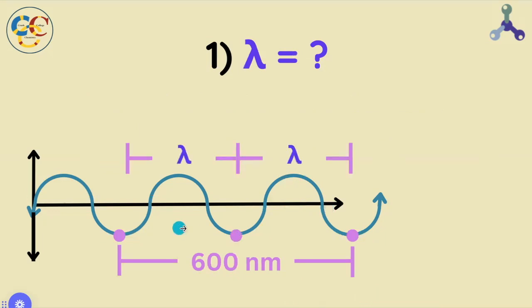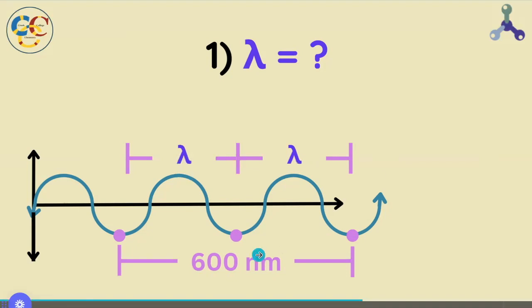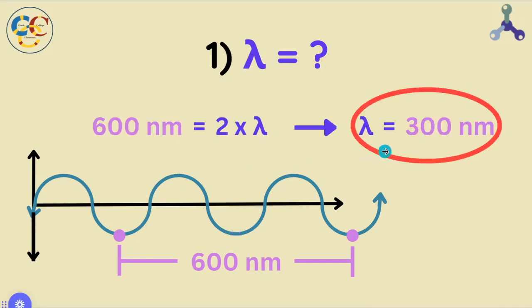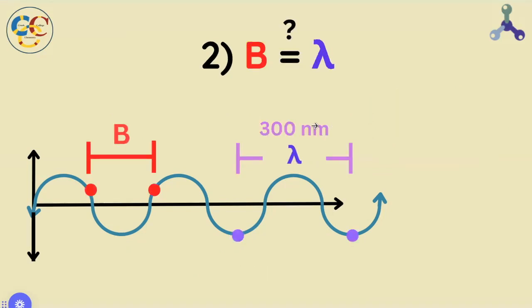When we do link together consecutive same slope, same height points, we see that this is a wavelength and this is a wavelength. So 600 nanometers is equal to twice the wavelength, so our wavelength is therefore 300 nanometers. Next, let's check to see if B is also a wavelength.